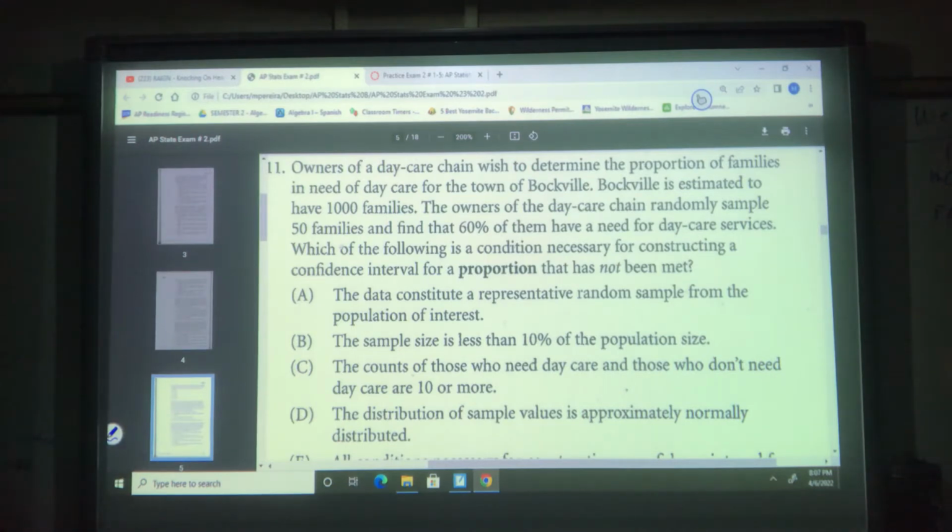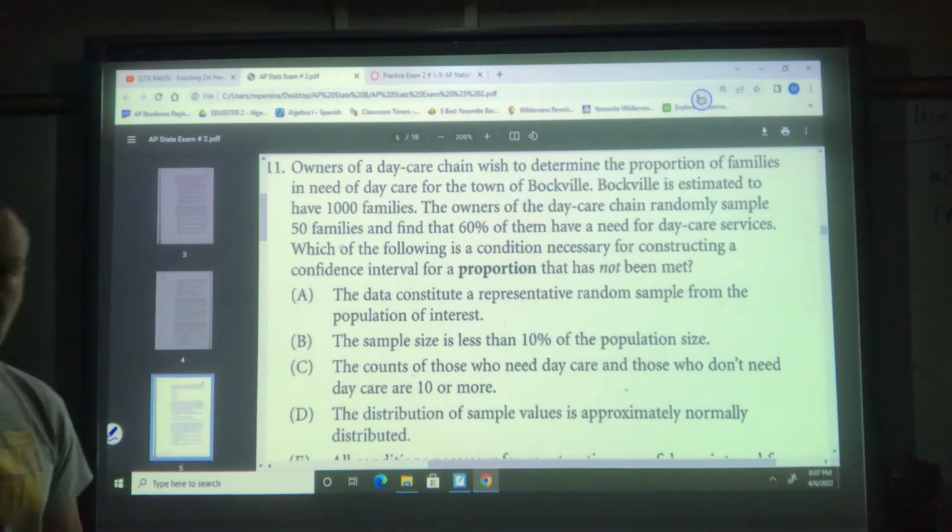But it says, owner of a daycare chain wished to determine the proportion of families in need of daycare for Brockville. Brockville is estimated to have 1,000 families. Owner of the daycare chain randomly sample 50 families and find that 60% have a need for daycare services. Which of the following is a condition necessary for constructing a confidence interval for a proportion that has not met?